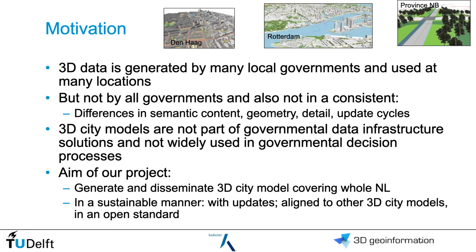So the aim of this project was to generate and disseminate a 3D city model covering the whole of the Netherlands, and to do this in a sustainable manner with yearly updates, a close link to existing topographic registers and using an open standard.